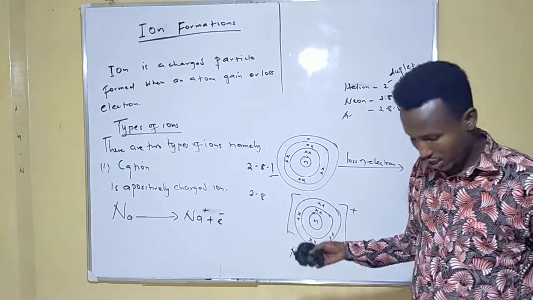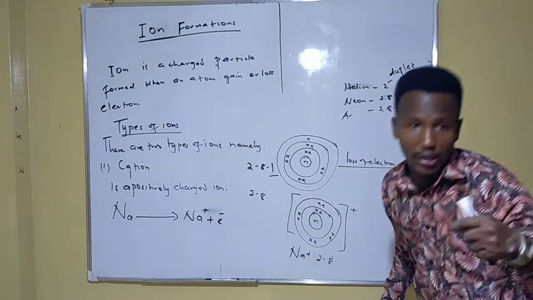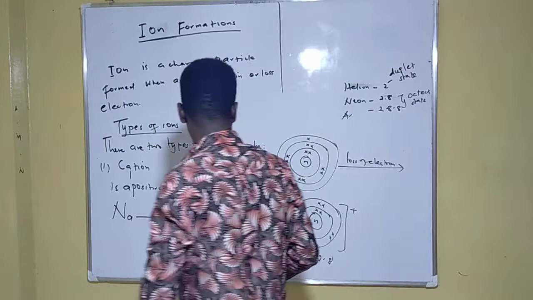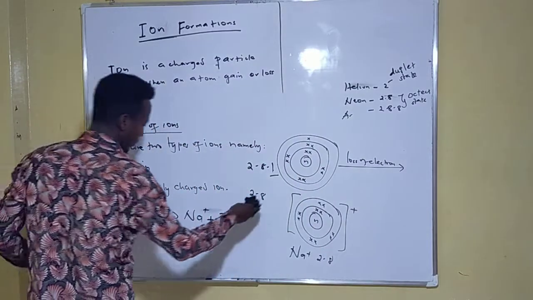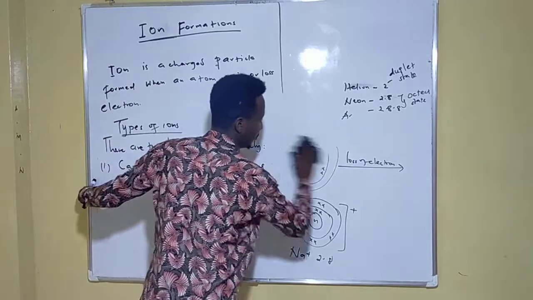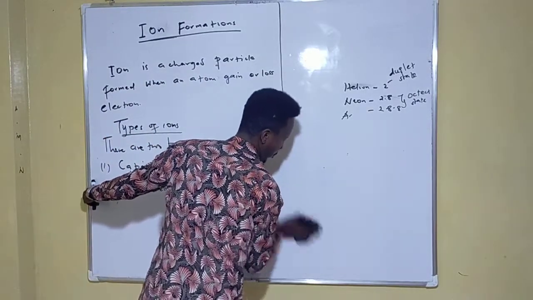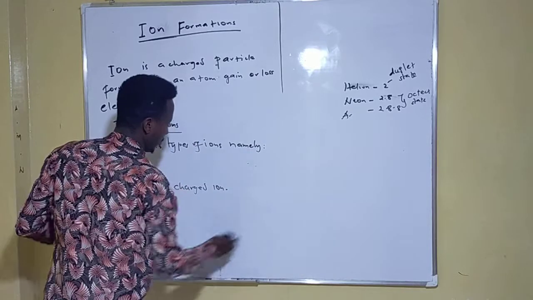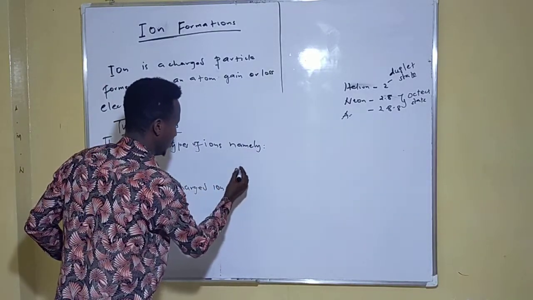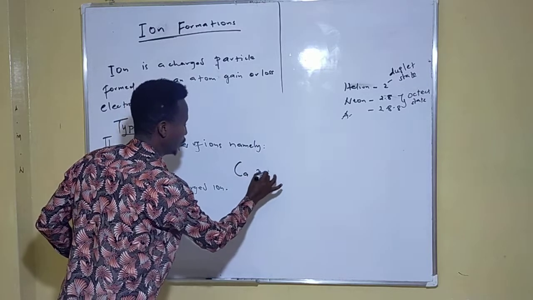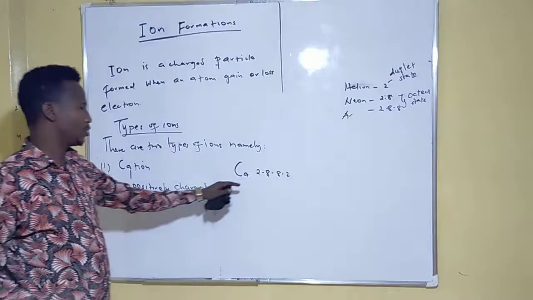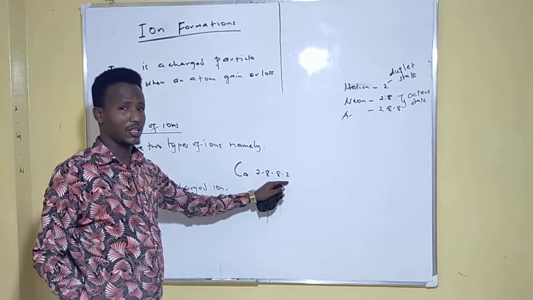Let us now take an example of group 2. We can take calcium or magnesium. Let me take calcium for us. Calcium is Ca. It is 2,8,8,2. So calcium has 2 valence electrons in its outermost energy level.